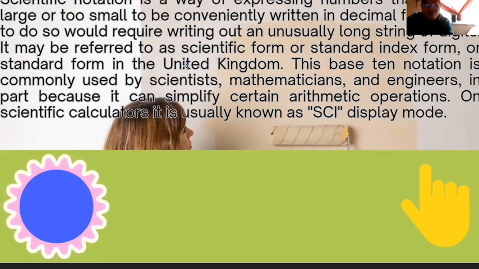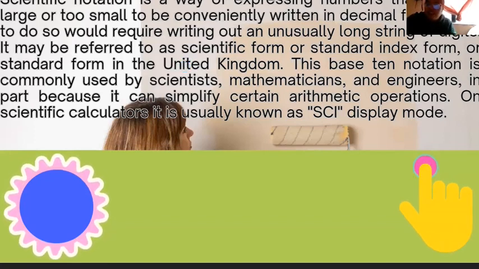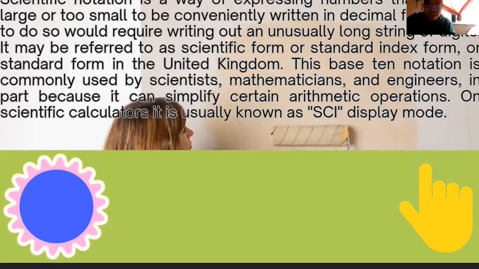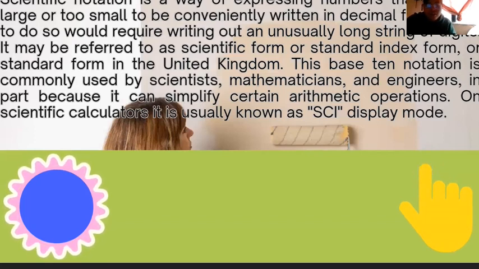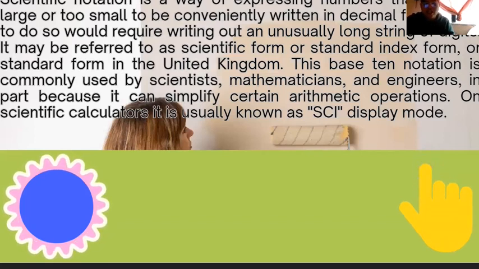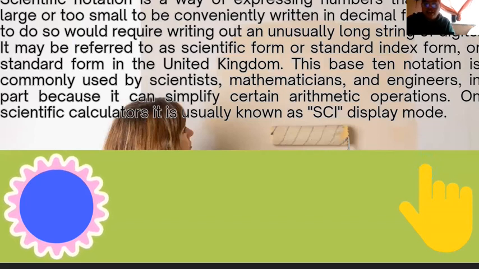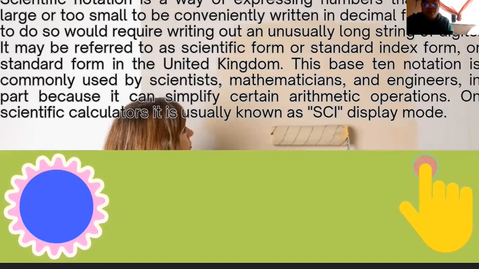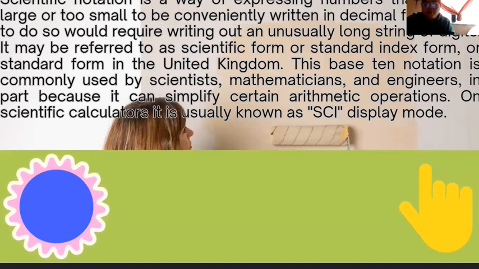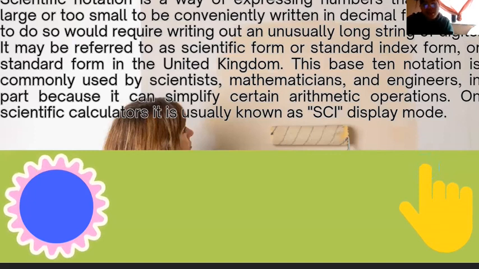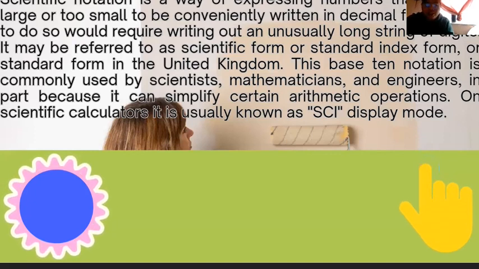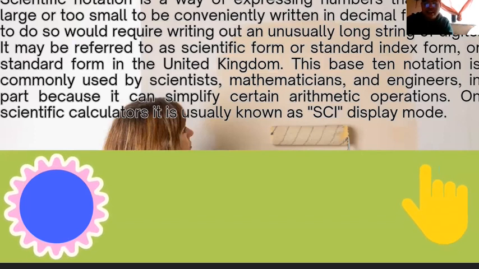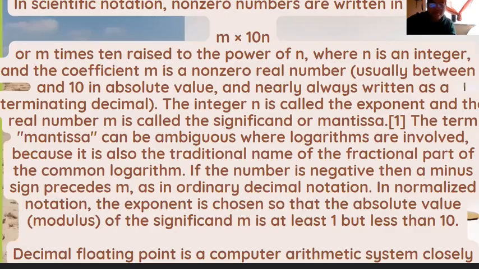Next, this base 10 notation is commonly used by scientists, mathematicians, and engineers, in part because it can simplify certain arithmetic operations. When we say simplify, it can reduce it into smaller values or smaller digits. Certain arithmetic operations means mathematical and fundamental operations. On scientific calculators, it is usually known as SCI display mode.